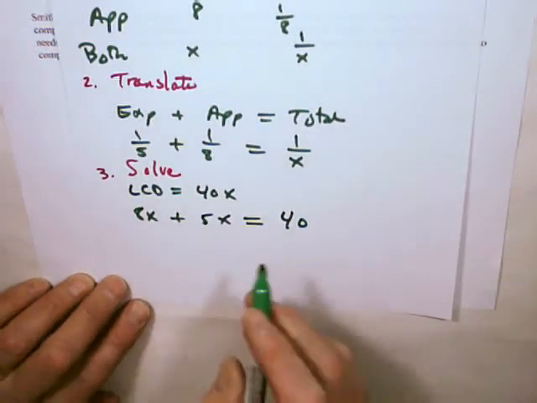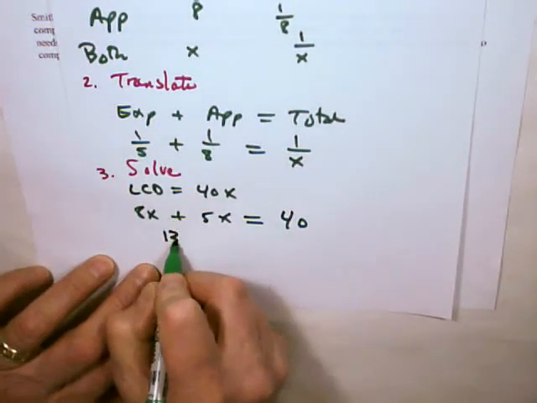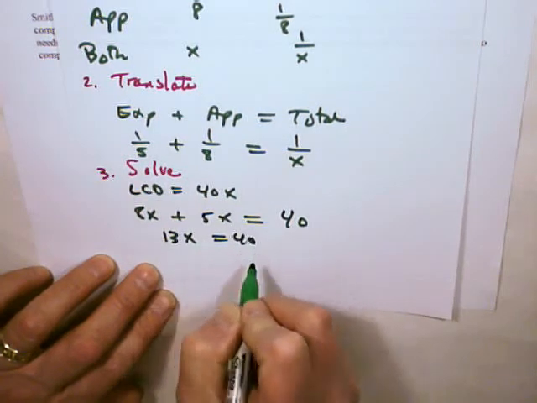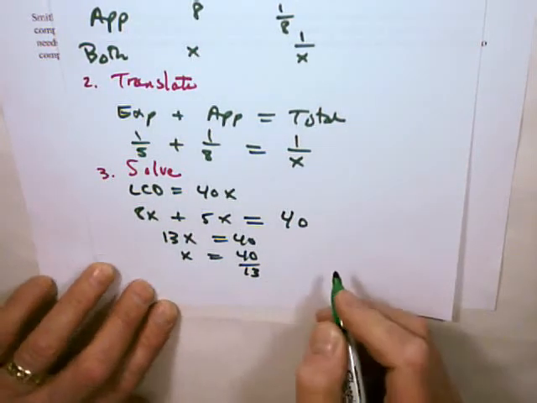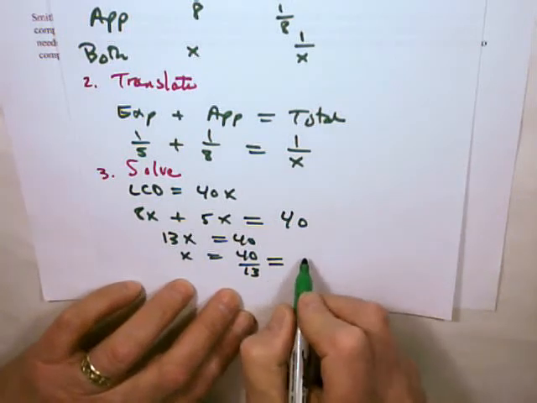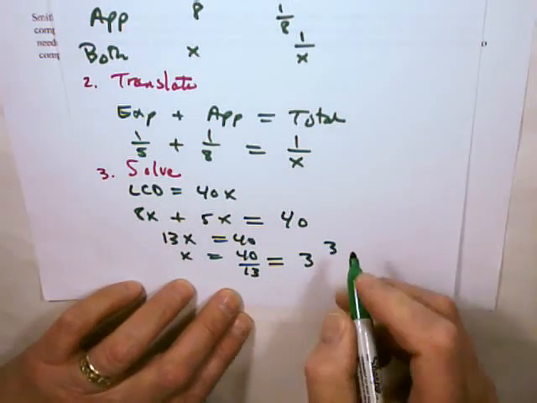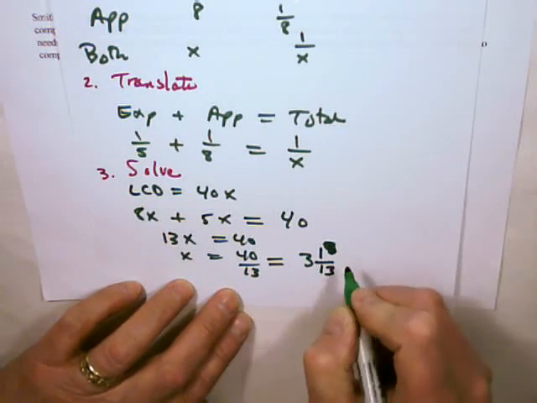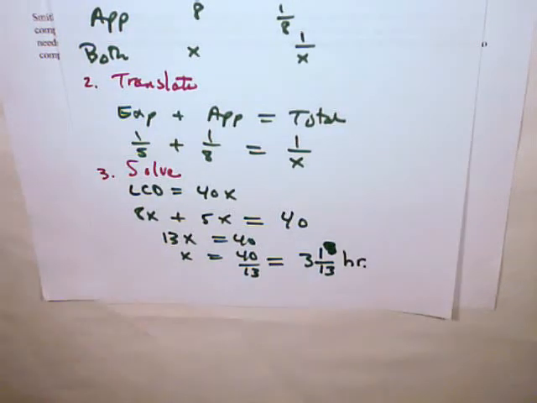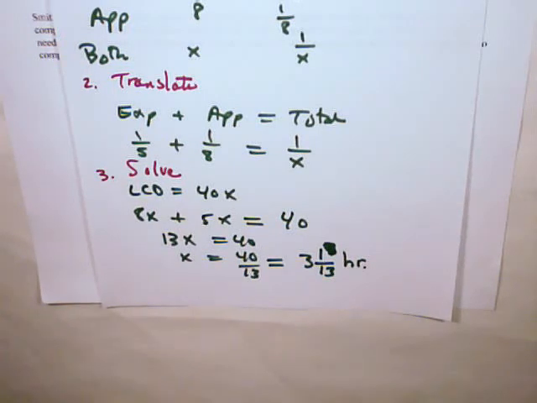So let's see the final result here. Combine those two together. 13x equals 40. So x equals 40/13. And that equals 3 and 1/13 hours. All right, so that's our final answer there.